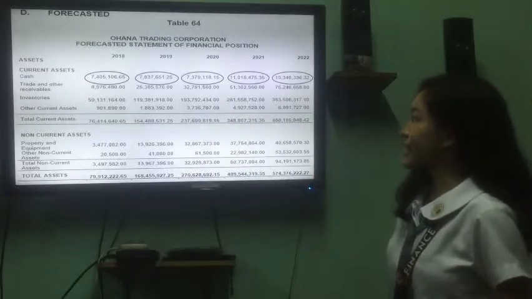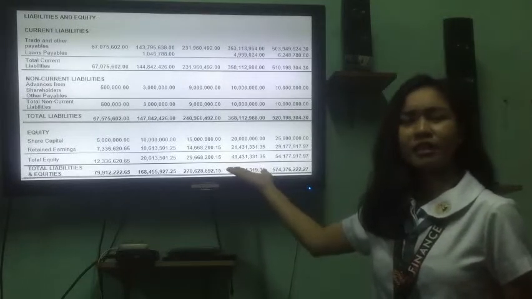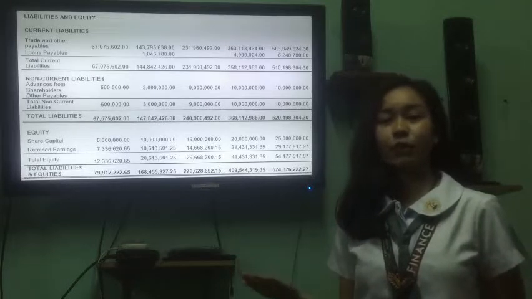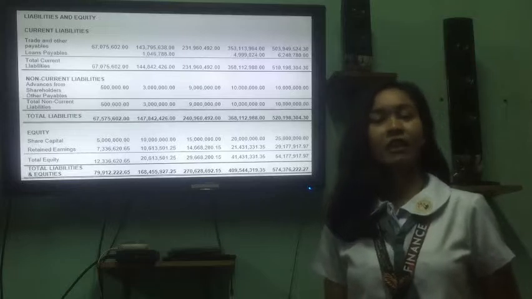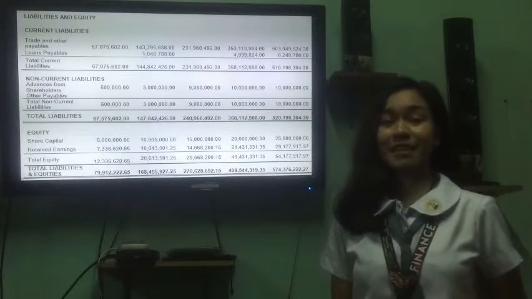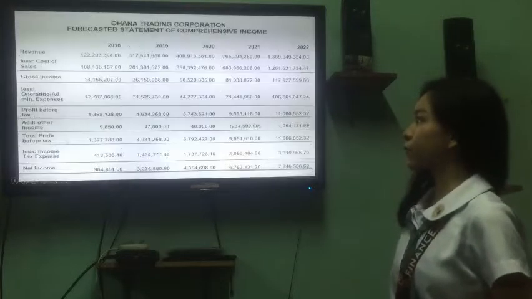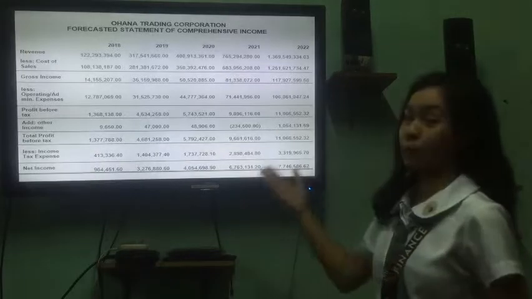So the liabilities and equity section are also shown, as it is important that the relevant figures be reflected, such as the cash revenue, for the purpose of consistency. According to Dr. Casurao, all the accounts in the financial statements can be forecasted. So next here is an example of the forecasted statement of comprehensive income for the OHANA Trading Corporation.